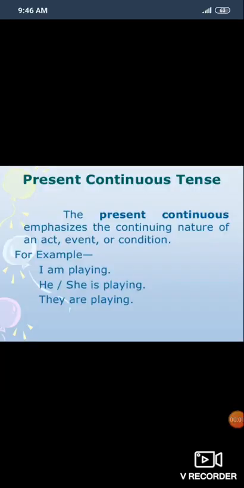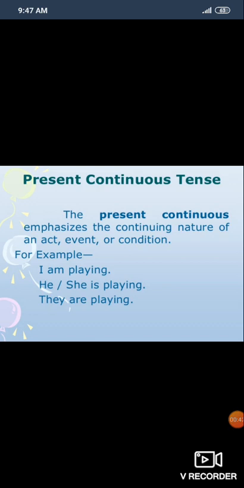Now the second type of tense is present continuous tense. And what is present continuous tense? The present continuous emphasizes the continuing nature of an act, event or condition. It means an action that is going on in the present, or an action which is temporary and may not be going on at the time of speaking, and also an action that is planned or arranged to take place in the near future.